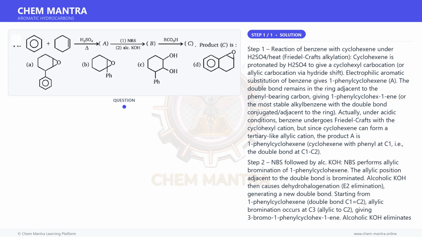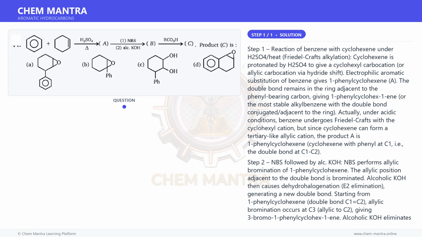The key product B is 1-phenylcyclohex-2-ene, which has the double bond at C2, C3 and phenyl at C1. This corresponds to option B. Description: a cyclohexene ring with Ph at C1 and a double bond, ready for epoxidation.